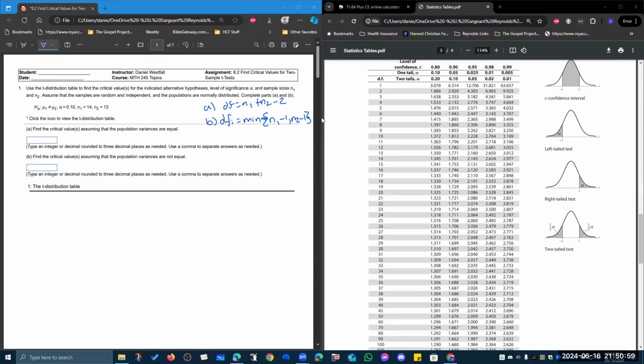So first, find the critical values, assuming that the population variances are equal. The way we calculate degrees of freedom there is to add n1 plus n2 and then subtract 2. So 14 plus 13 is 27. 27 minus 2 is going to be 25. So we come to row 25, 10% for our two-tail test alpha, and our column is going to be plus or minus 1.708.